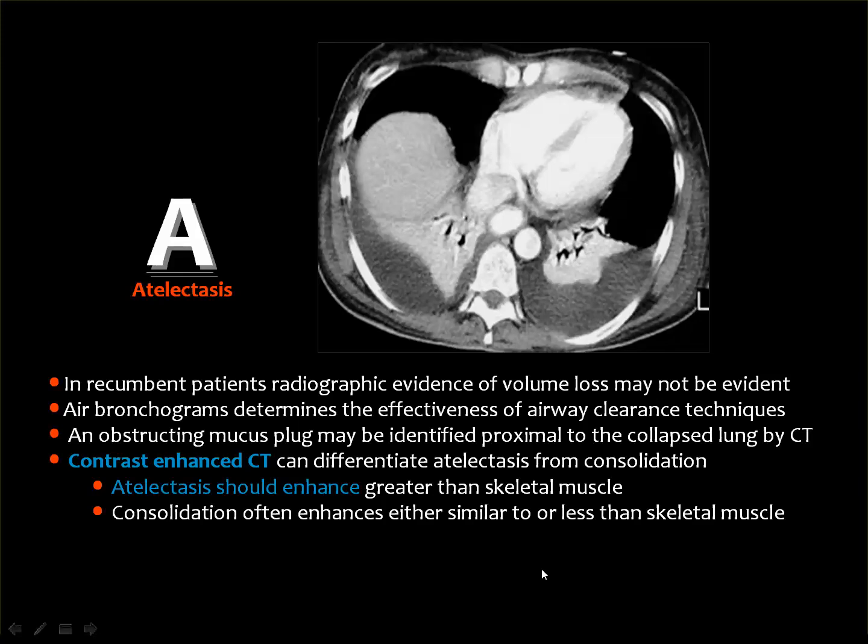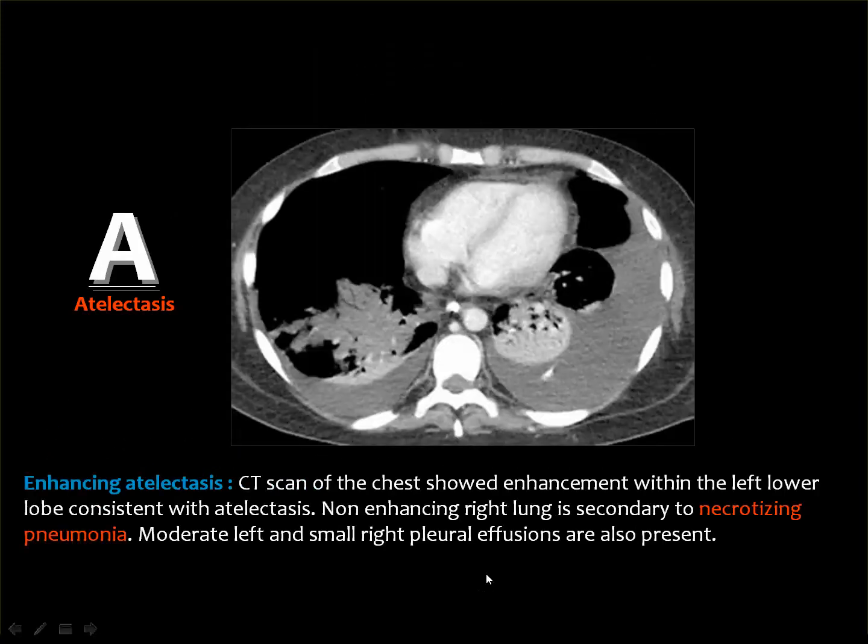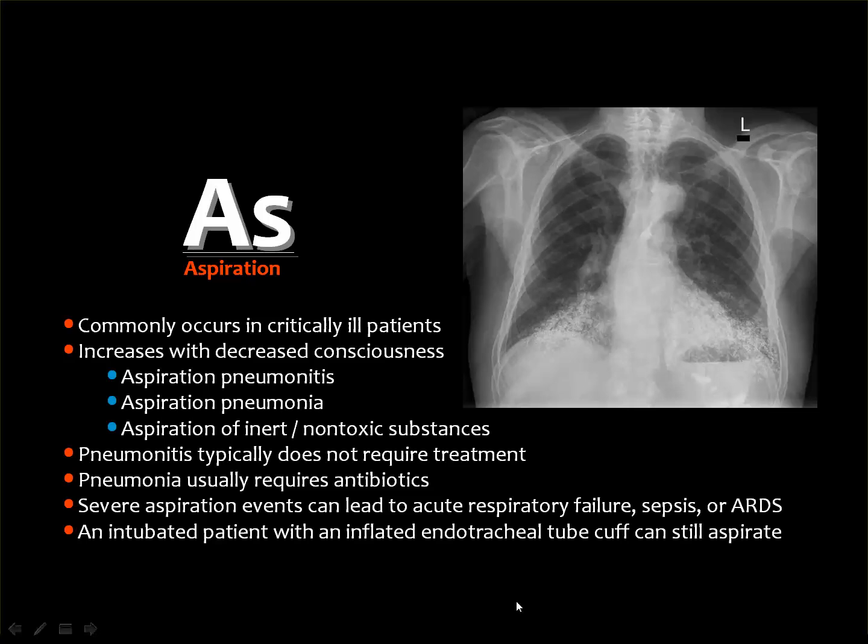And if you inject contrast and the consolidation does not enhance, then you know that this is necrotizing pneumonia. As you see here in this example, in the bilateral pleural effusion, there is contrast material injected as seen in the aorta, and you see the enhancement of the atelectasis and the relative non-enhancement of the pneumonia, which is diagnostic of necrotizing pneumonia.